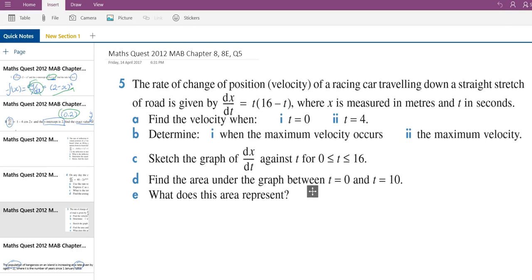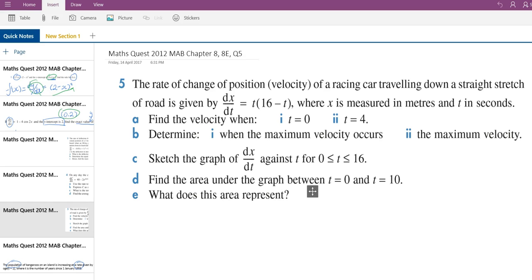Alright, let's go to question 5. The rate of change of position (velocity) of a racing car traveling down a straight stretch of road is given by dx/dt = t(60 - t), where x is measured in meters and t in seconds. Part A: find the velocity when t = 0 and t = 4.